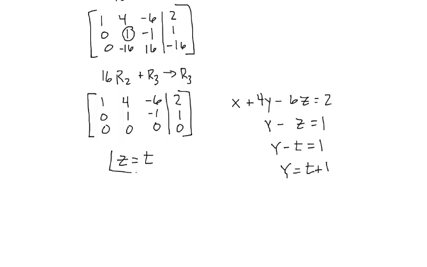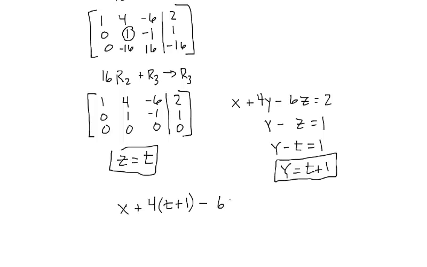So now we know z is equal to t, y is equal to t plus 1, and now I'm going to plug my y and my z into that first equation. So I have x plus 4 times y, which is t plus 1, minus 6 times t is equal to 2. And now I'm going to solve for x.